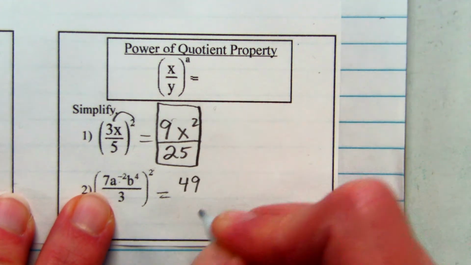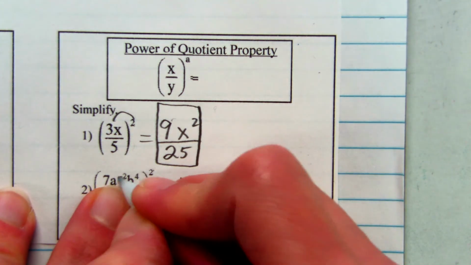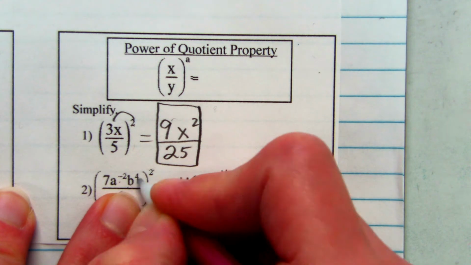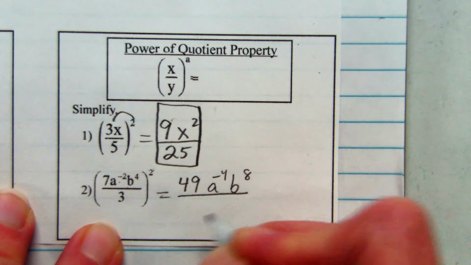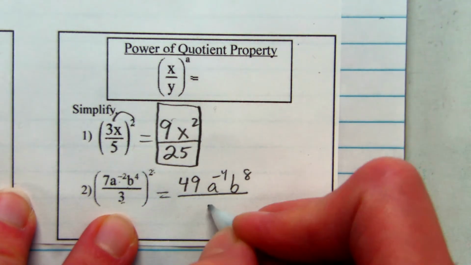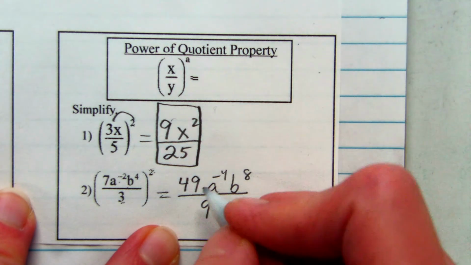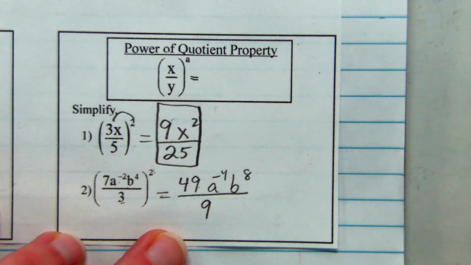49. And then I multiply the powers. So negative 2 times 2 makes a to the negative fourth. b to the fourth squared would be b to the eighth. 4 times 2 is 8. And then on the bottom, I have 3 squared, so 3 times 3 is 9. 49 and 9, nope. 49 is 7 times 7. That's the only thing that goes in it besides 49. And 9 is just 3 times 3.